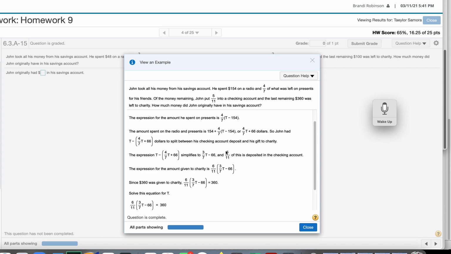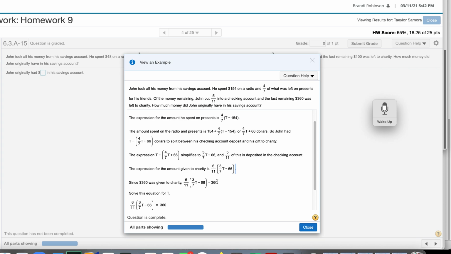So I took 5/11 of what was left and I put it into the account. So if I want to know the amount of money given to the charity, that would be what's left after I take 5/11 out. So if I do 1 minus 5/11, that is 6/11. That's where this number's coming from. Because if I'm giving 5/11 to the checking account, I have 6/11 left for charity. So I'm going to take it and multiply it by that simplified expression for the amount of money left.